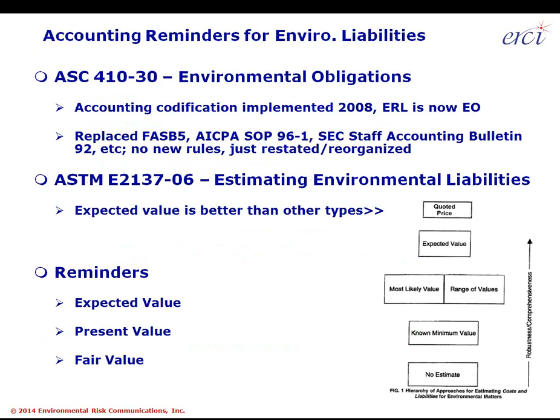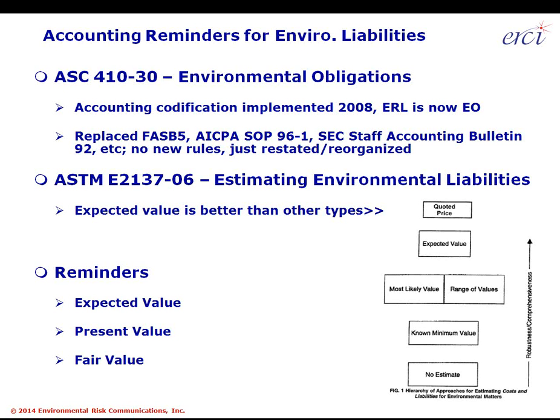So just a little bit about the accounting reminders. Foremost, number 1 is ASC 410-30, which is a restatement of documents like SEC Staff Accounting Bulletin 92, AICPA SOP 96-1, FASB 5 et al. It's a roll-up that occurred starting roughly in 2008 and became fairly stable in around 2010. So it's the definitive reference point for how to state what are now called environmental obligations.